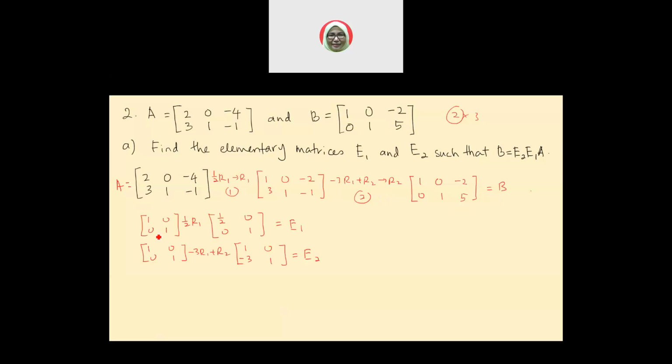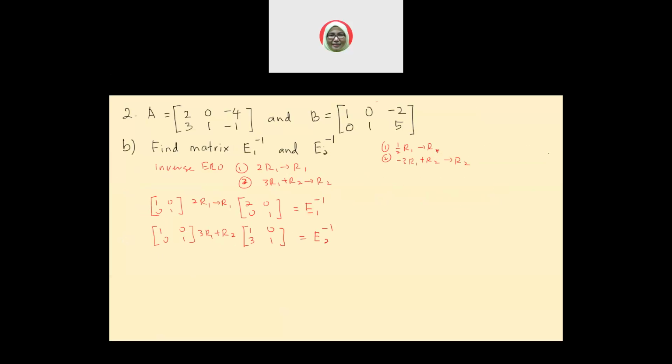Here, the identity matrix is of size 2 by 2. We follow the rows of the given matrix. The given matrix has 2 rows, so the identity matrix also is 2 by 2. Apply arrow 1, 1 over 2 R1, to get E1, and then apply the second arrow to get E2.